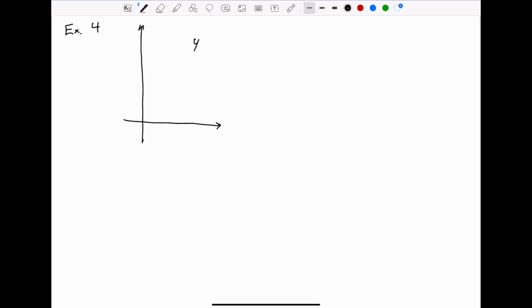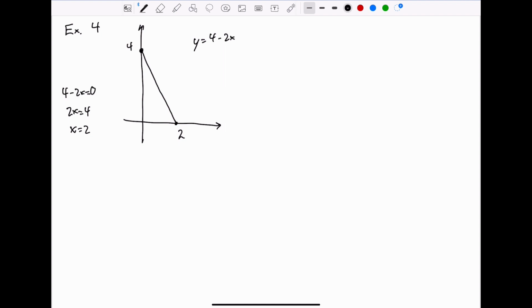The line is y equals 4 minus 2x, so we have a y-intercept of 4 and a slope of negative 2. The line looks something like this. This is 4, and if we want to know where this crosses the x-axis, we could set this equation equal to 0. 4 minus 2x equals 0. We have negative 2x equals negative 4. So 2x equals 4, divide both sides by 2. We have x equals 2. That is the x value where the line crosses the x-axis.